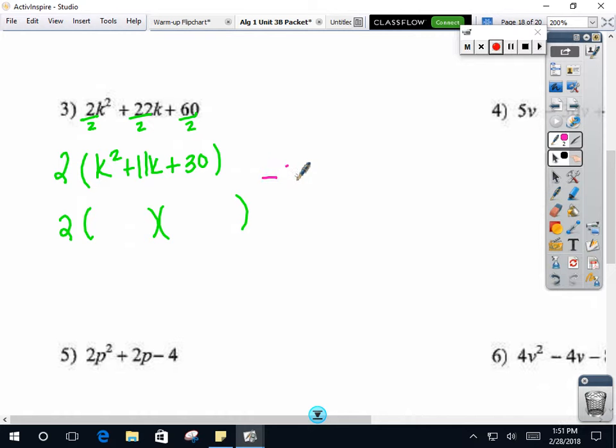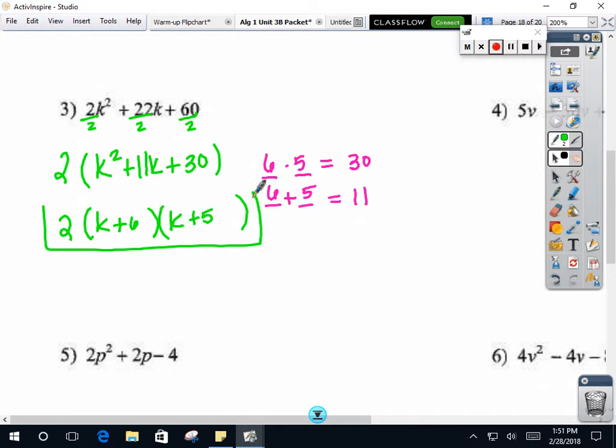You're multiplying to get your c, which is 30, and you're adding to get your b, which is 11. 6 and 5 will do that. So your factors are k plus 6 and k plus 5. But the 2 has to also be part of the answer or it will not be correct. Because think about it, guys. When you went to do your last terms, 6 times 5 is 30. To make that 60, you need that 2 out there. Okay, now let's go up to number 2.